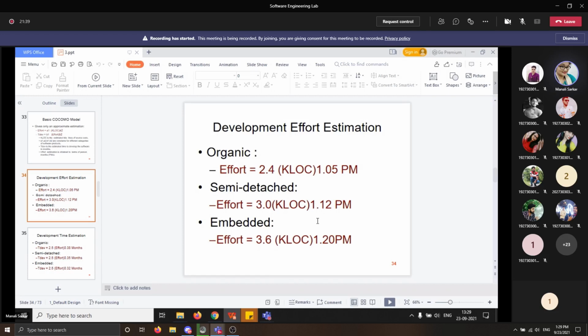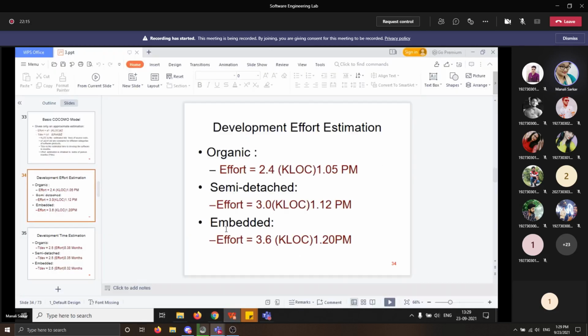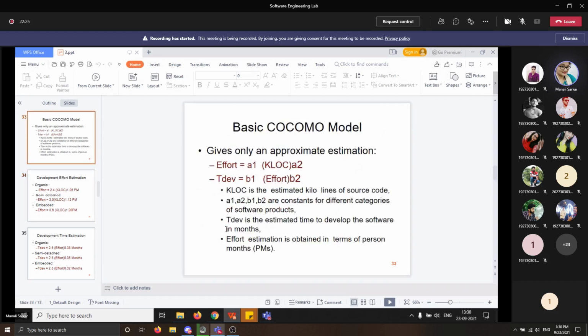Now, according to Boehm, you know Boehm is the founder of COCOMO, every line of source code should be counted as one LOC, irrespective of the actual number of instructions on that line. Thus, if a single instruction spans several lines, it is considered to be N LOC, where N is the number of lines. The values a1, a2, b1, b2 for different categories of products were given by Boehm in 1981. He derived the expressions by examining historical data collected from a large number of actual projects.